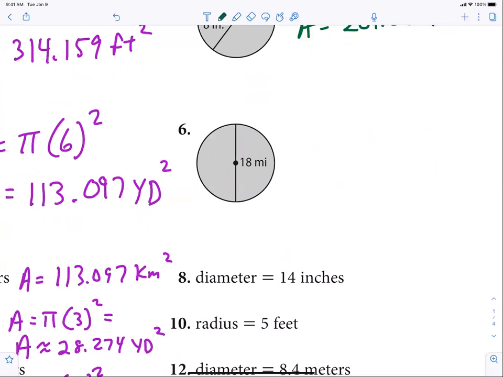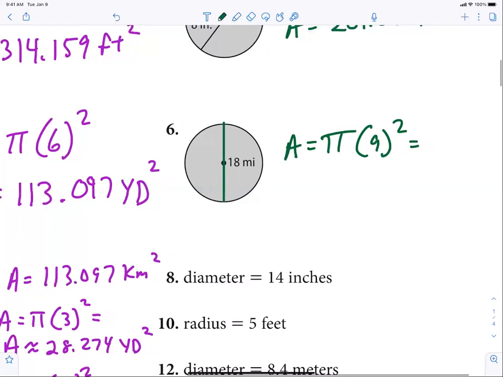You can use your iPad. Isn't there something on your iPad with a calculator? Yeah, do it. I need you to participate. So area equals pi. What's the radius? No. 18 is the diameter. 9. Pi times 9 squared. What is that?